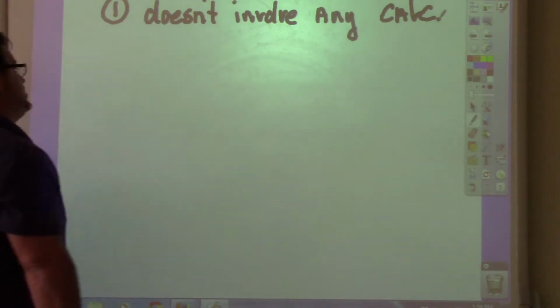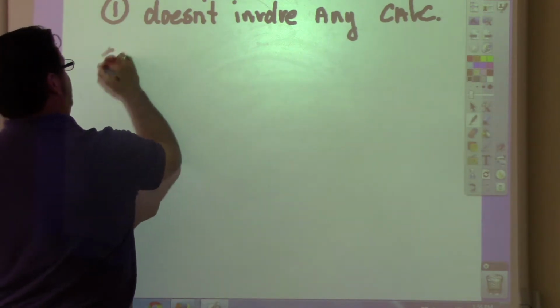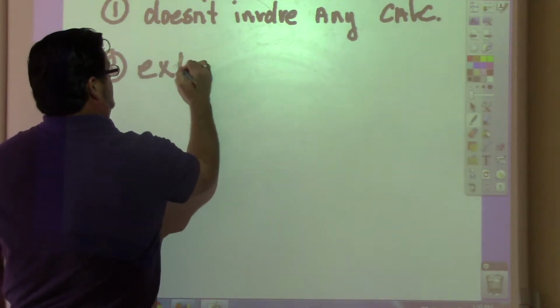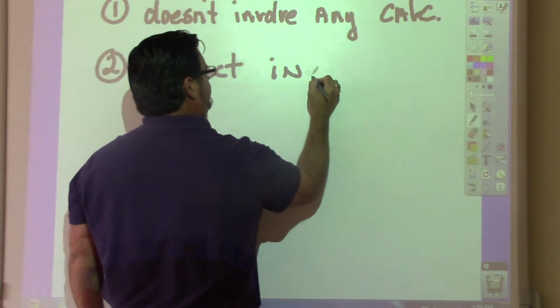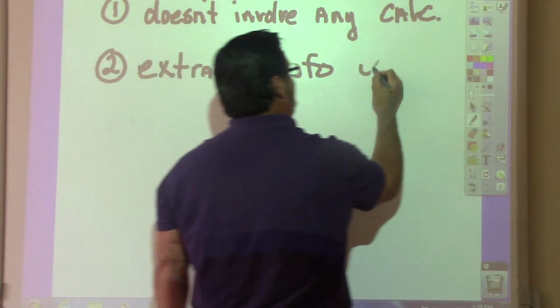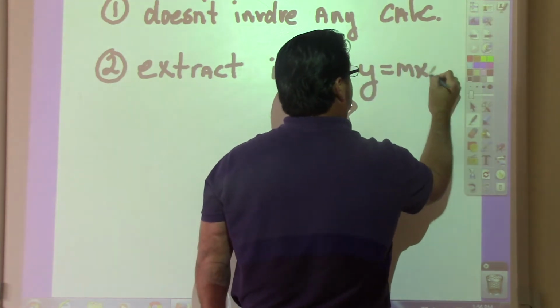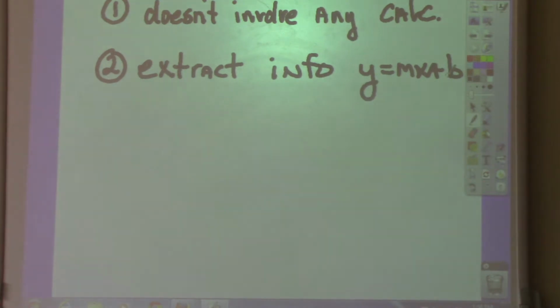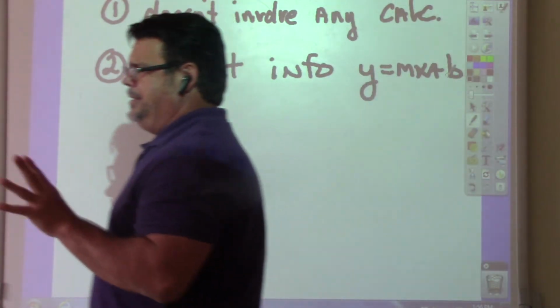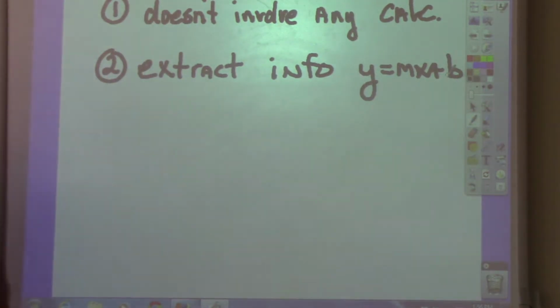So all you have to do is extract information. What does extract mean? Pull out. Extract info from y is equal to mx plus b. Now we've already talked about this last class before the break. We talked about what m is, what x is, and what b is. So you have to go back to that sheet, it's got a lot of highlighting on it. Remember that sheet?